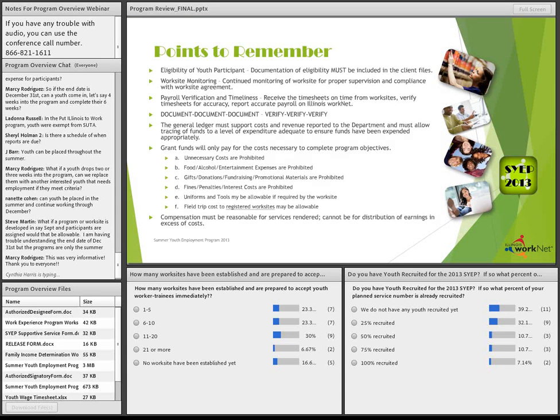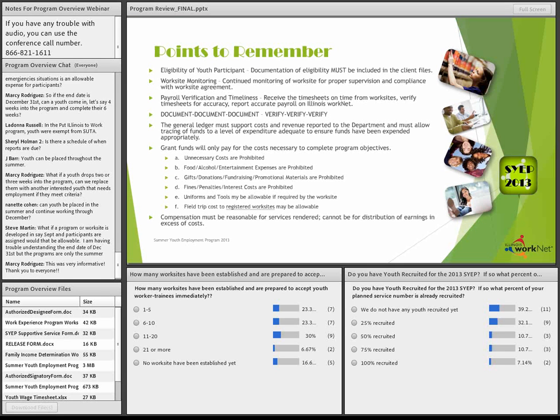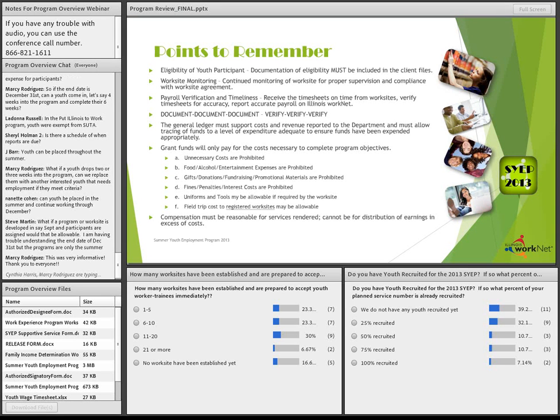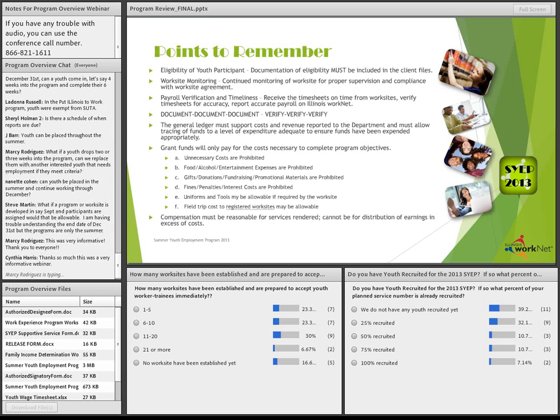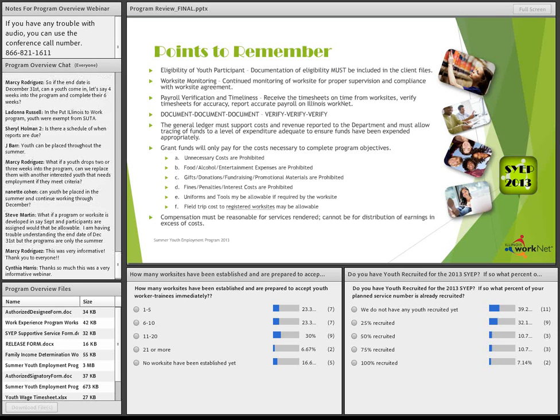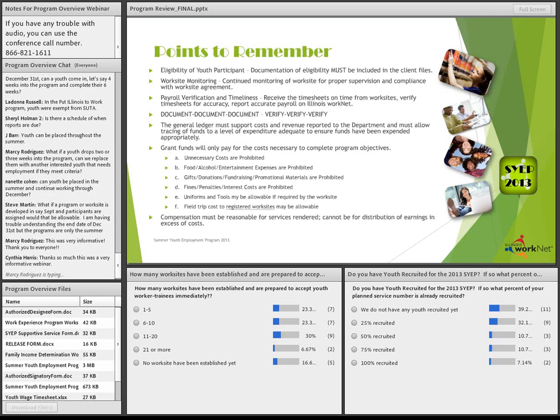Make sure that your general ledger supports your costs and revenue that you report to DCEO, and you must allow tracing of funds for a level of expenditure. Grant funds can only pay for costs necessary to complete program objectives. No foods, no gifts, no tchotchkes, no field trips to places unrelated to a work experience. Uniforms, if they're allowed for the workforce, and compensation must be reasonable for services rendered. You can't pay $300 for something that you can get for $100.